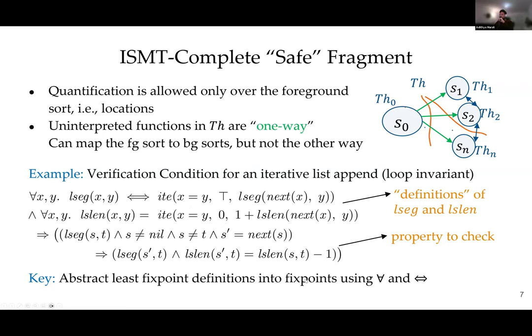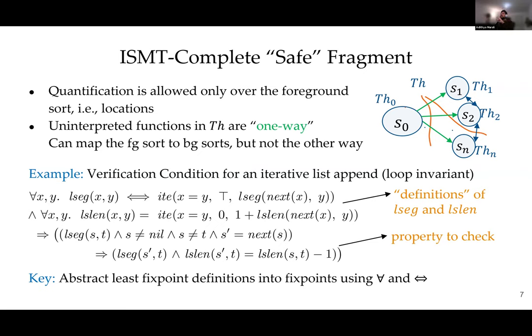And then there is the property to check, which roughly speaking says if s goes to t in a segment and the next of s is s prime, then s prime also goes to t. And moreover, the length of s prime is one less than the length of s. So it's just the element next to s. It's still eventually connected to t, and its distance to t is one less.